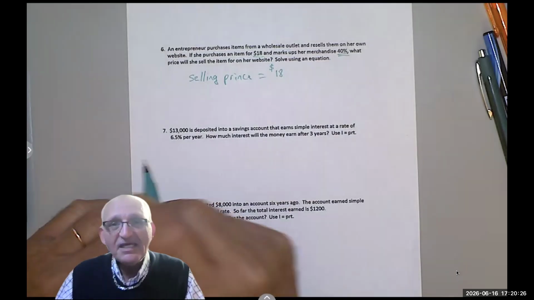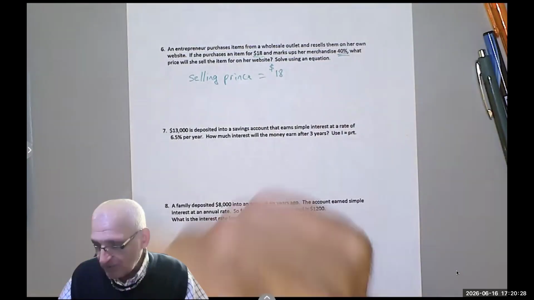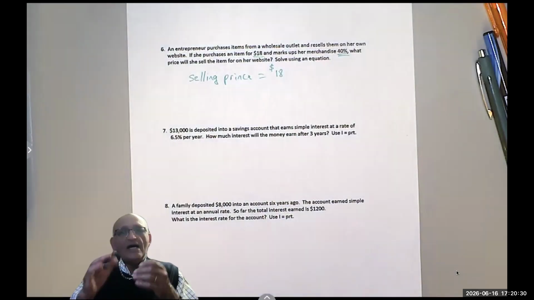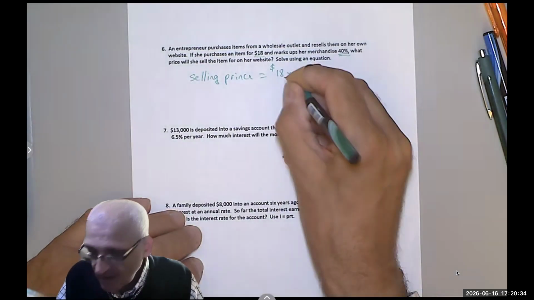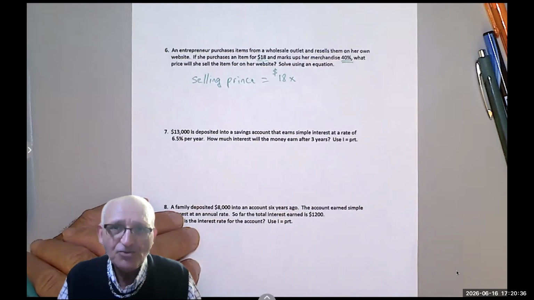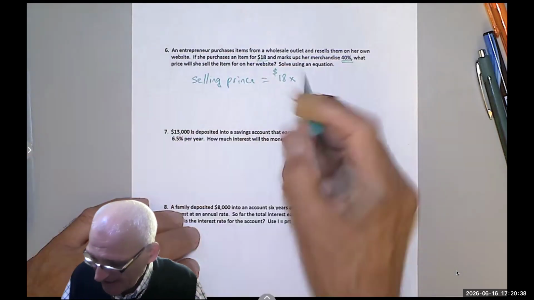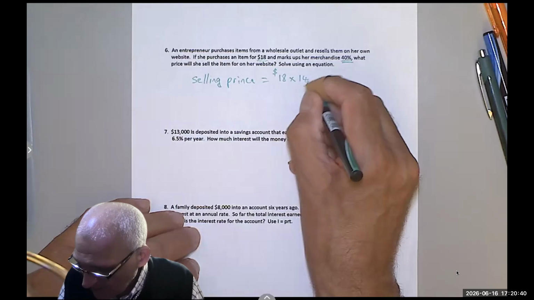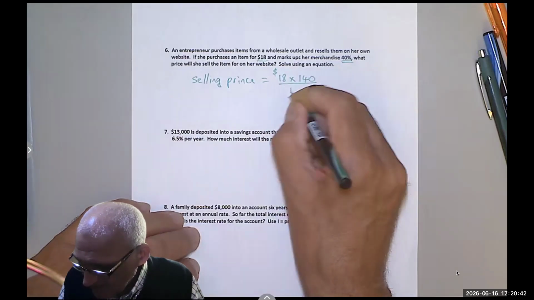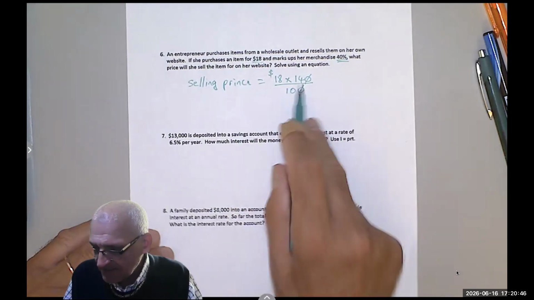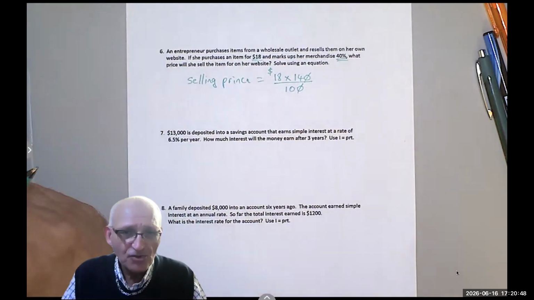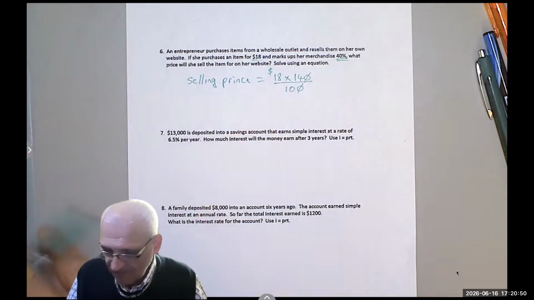So meaning I should multiply, they want it as an equation, not a proportion. So I will multiply it by 140 and then divide by 100, which would be 1.4. We can play it safe and say 140 divided by 100. The 0 and the 0 cancel. 18 times 14 is what? 252. So that should be 25.2.